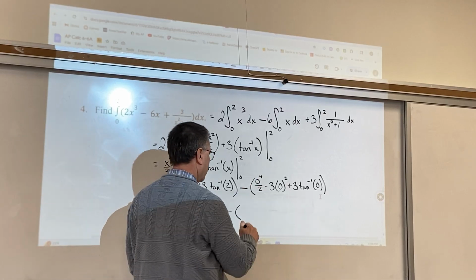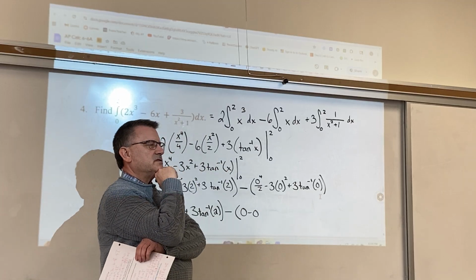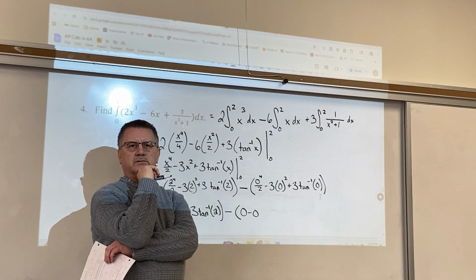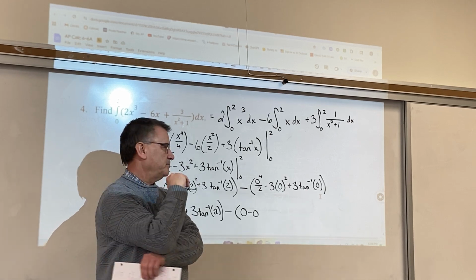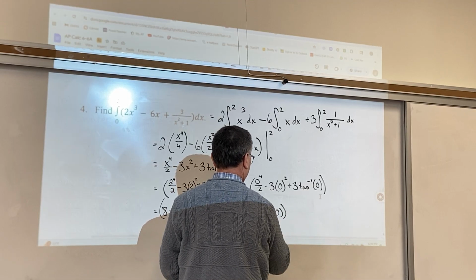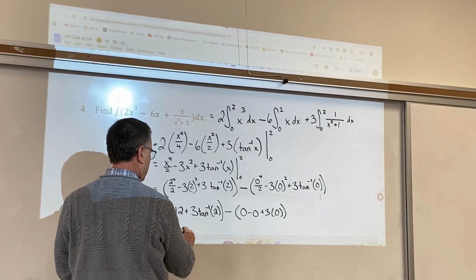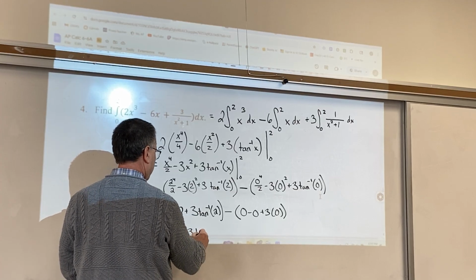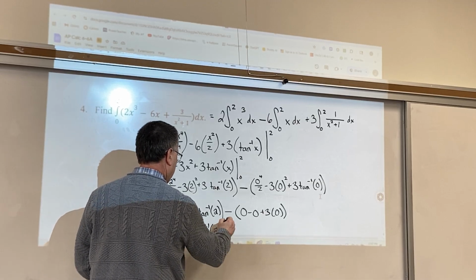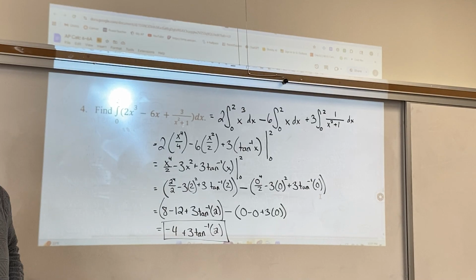Well, that's gonna be 0 minus 0. Inverse tangent of 0. What angle causes tangent to be 0? 0. We kind of lucked out here. I got all zeros. So this is gonna be negative 4 plus 3 inverse tangent of 2. Unless I had a calculator and I could actually figure out what that is. Plus C?